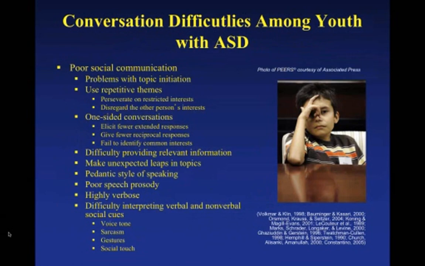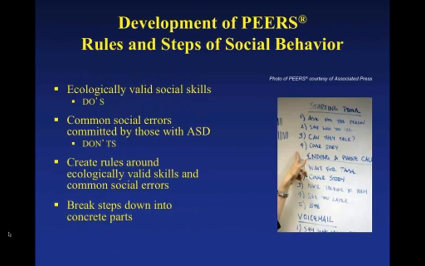And social touch is something that varies across the spectrum. We do get a fair share of youth that are averse to social touch. So these are some of the main topics we want to address through our lessons on conversation skills. The way we do that is by thinking about what conversation skills would be ecologically valid. What that means is how would that translate to their real world outside of the treatment intervention that they do with us.